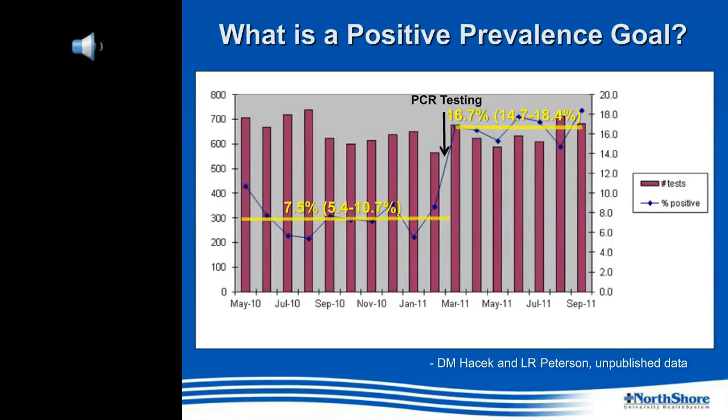And this is looking at our own data again. You can see on the left, when we were using EIA testing, our positive test prevalence was 7.5%, and when we switched to PCR, it was 16.7%.